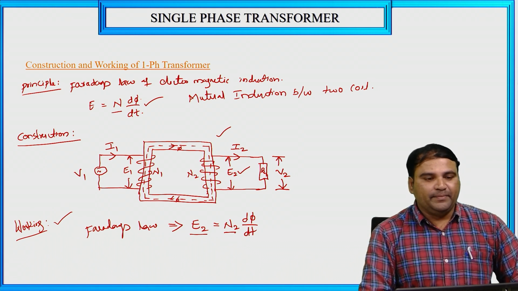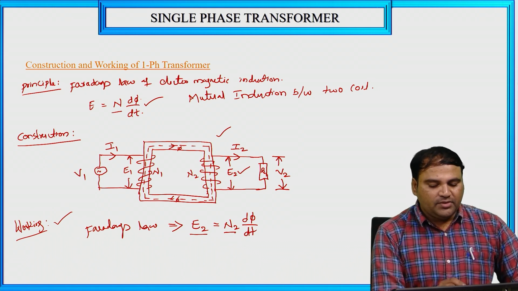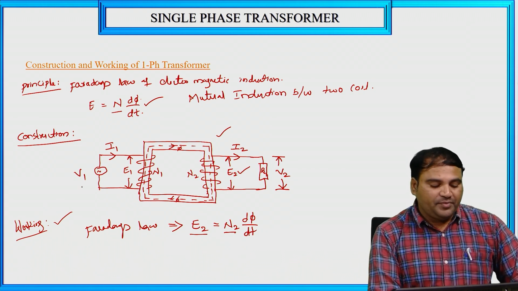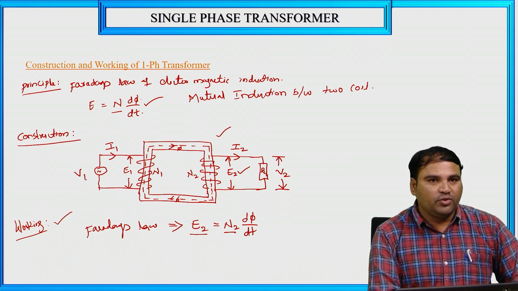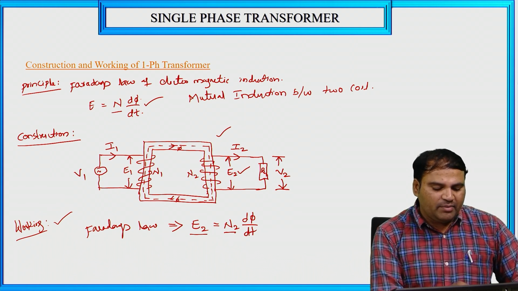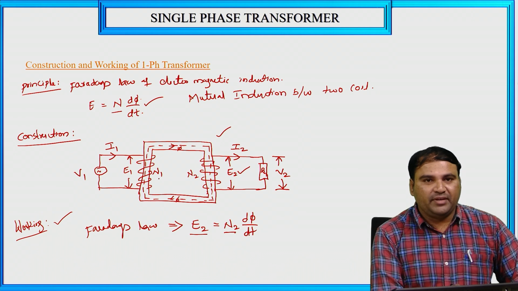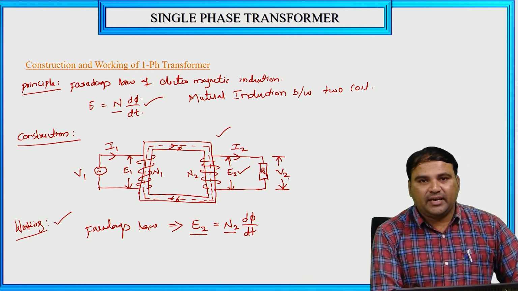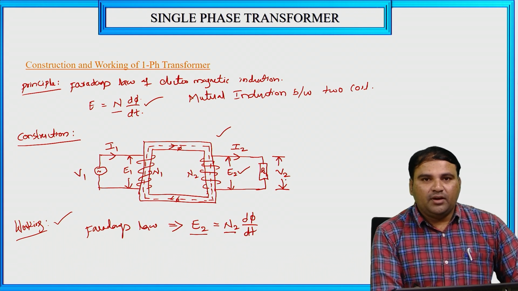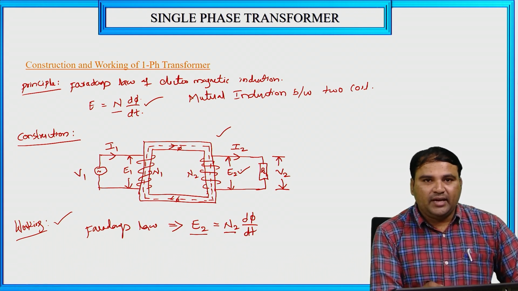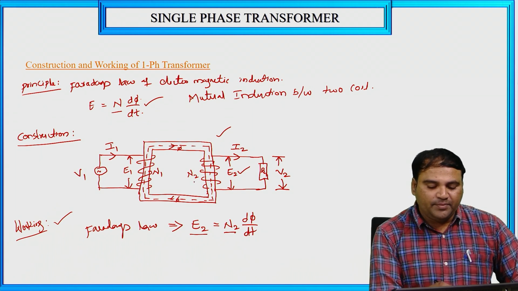And in the construction point of view, we are having different parameters. For the primary side, we are having the primary voltage or supply voltage, the primary current, the primary induced EMF, and the primary number of turns. And similarly, for the secondary side, we are having the secondary voltage, that is V2, or terminal voltage V2, secondary current I2, secondary induced EMF E2, and secondary number of turns N2.